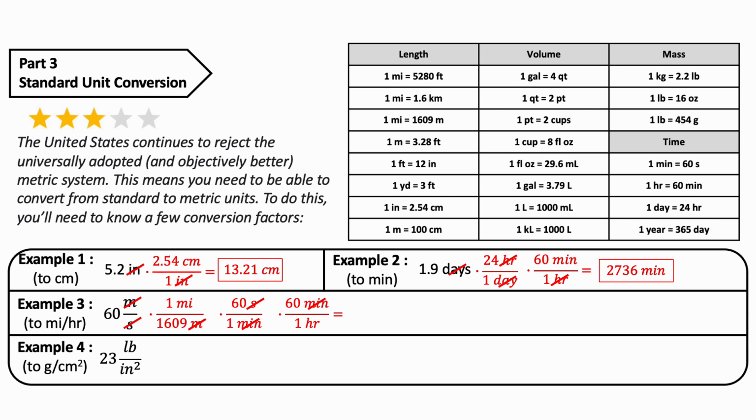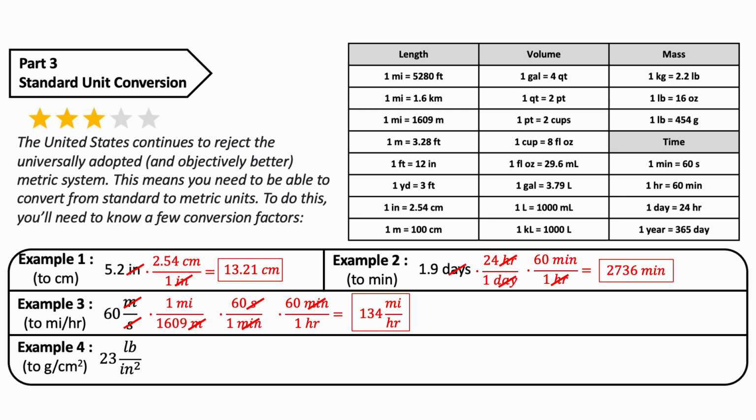Now we just go ahead and do our math. You are welcome to just multiply across. We would multiply across everything in the numerator, multiply across everything in the denominator, and then just divide. You can do it in each step. So if you want to do 60 and then times 1 over 1609, that's fine too. Times 60 over 1 times 60 over 1, that's fine too. Really what we're going to end up doing is 60 times 60 times 60, all divided by 1609. Make sure we get our correct result of 134. That is in units of miles per hour, and that is the end of that unit conversion.